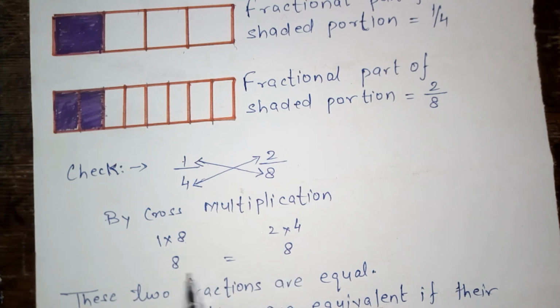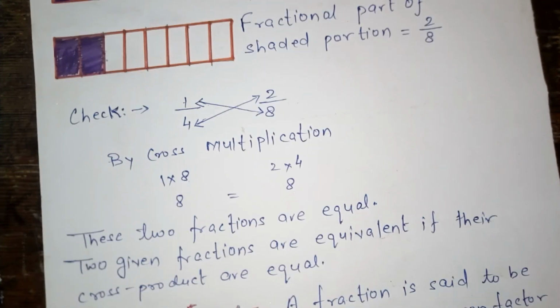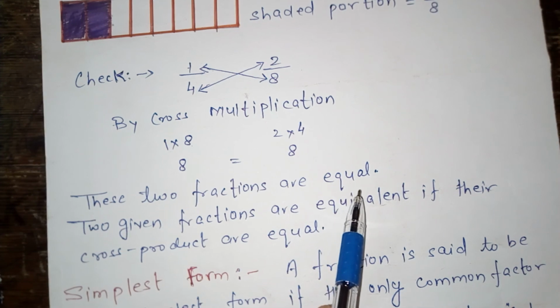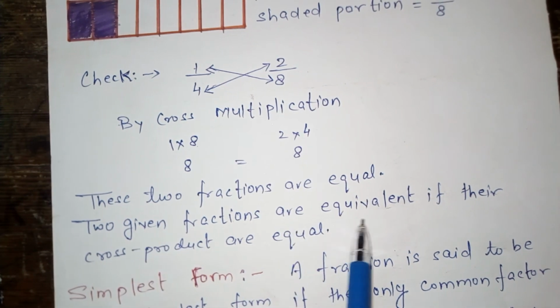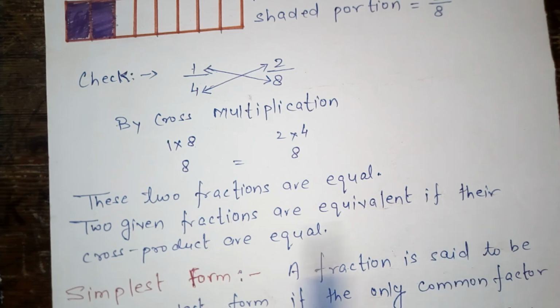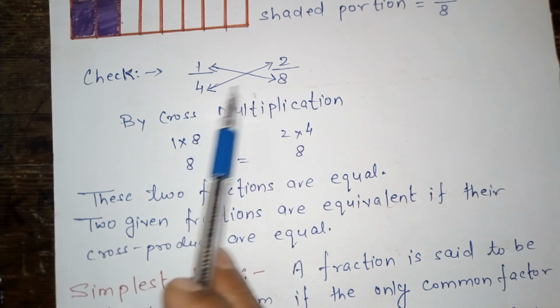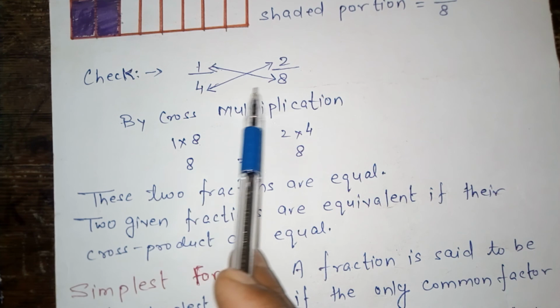So 1 upon 4 and 2 upon 8 are equivalent fractions. Two given fractions are equivalent if their cross products are equal. As you can see, in these two cases the cross products are equal. So 1 upon 4 and 2 upon 8 are equivalent fractions.